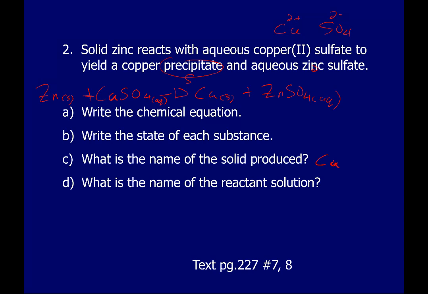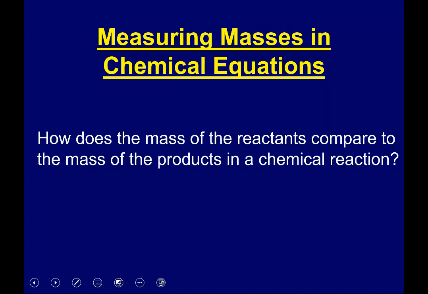Write the state of each substance. We have that up there. Solid, aqueous, solid, aqueous. And what's the name of the reactant solution? The word solution means the aqueous thing, and reactant means on the left, so that is your copper sulfate solution. All right, if you're following along at home, you should pause here and attempt to do numbers 1 to 5 on page 227, and now add 7 and 8. Also, you should have read that section. If you've already done that, then we're talking about moving on to measuring masses.